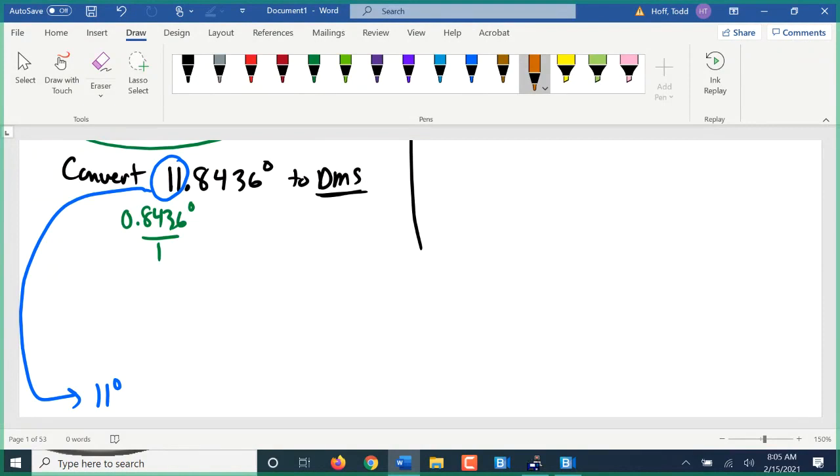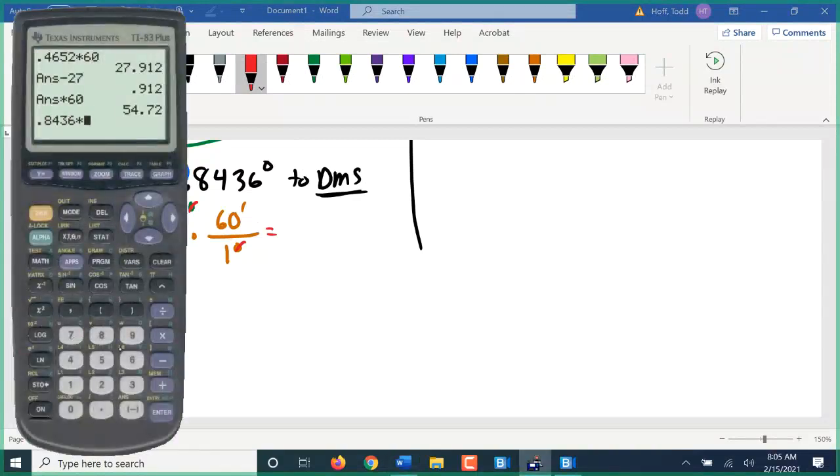So we've got 11 degrees. We're just going to take that off. That's the part in front of the decimal point. 0.8436 is what's after the decimal point. We're going to turn that into minutes. 1 degree is 60 minutes. You put the 1 degree on bottom, so it cancels out. 0.8436 times 60 gives us 50.616.